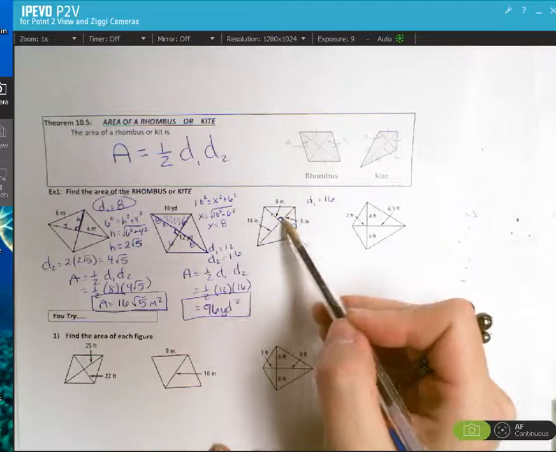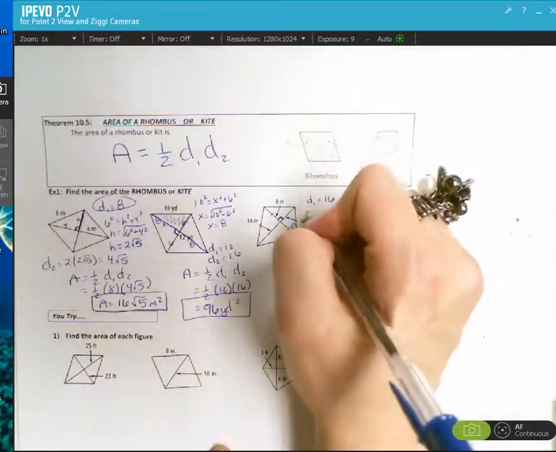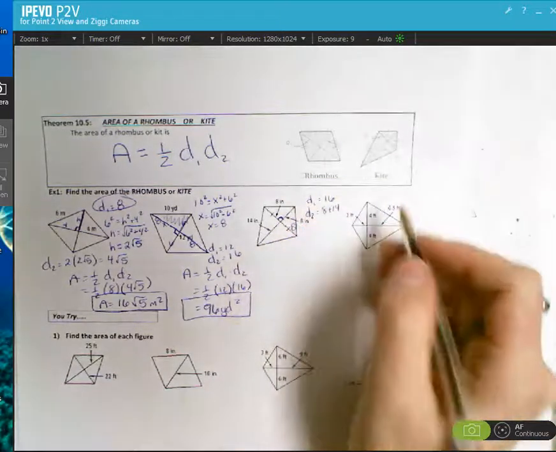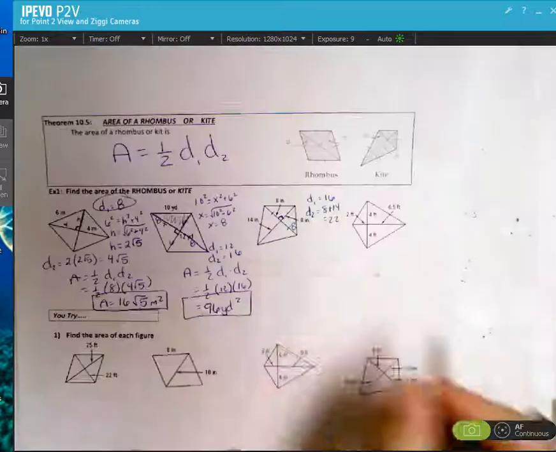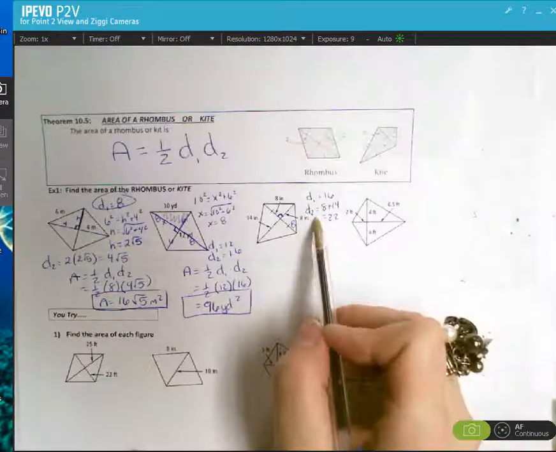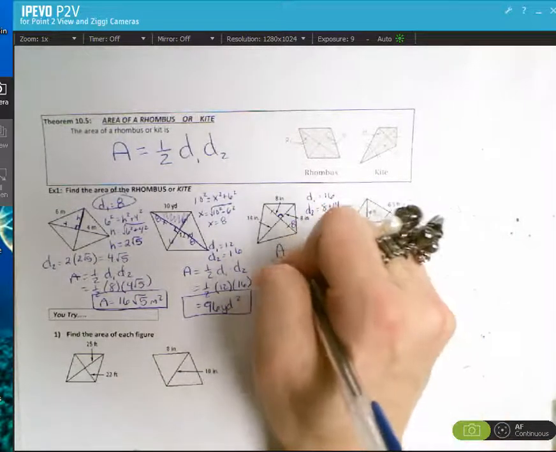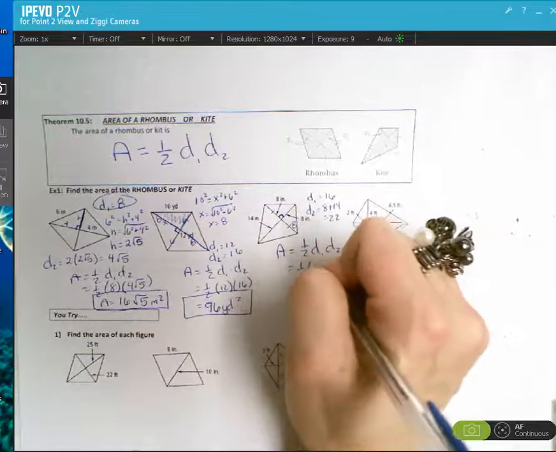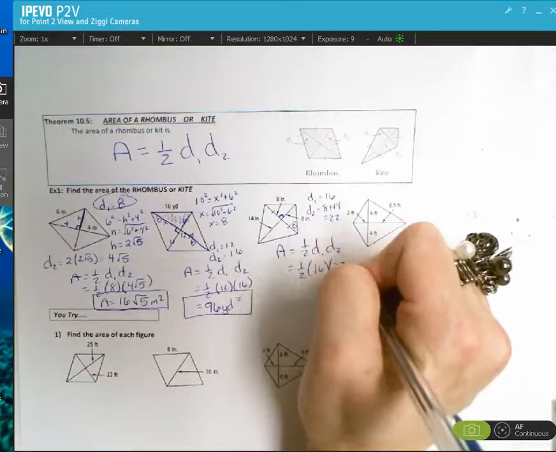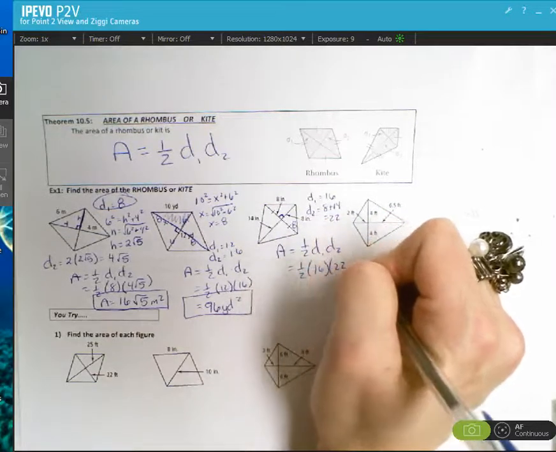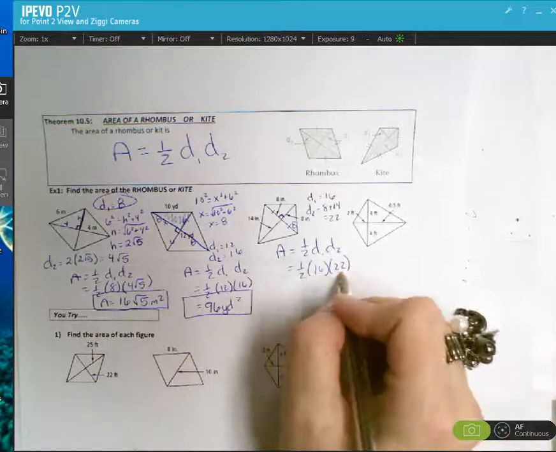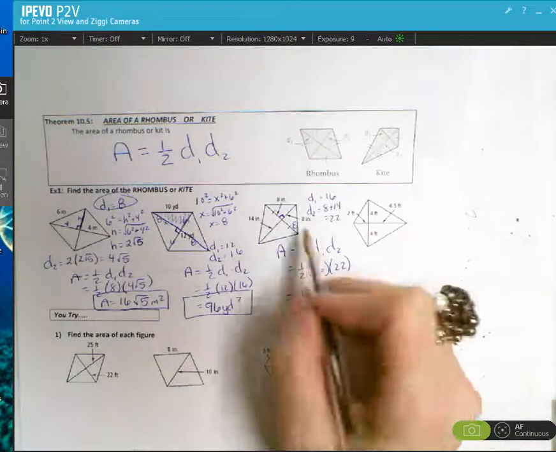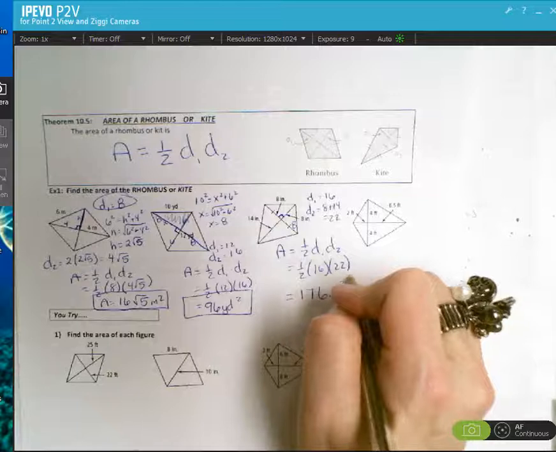This is my other diagonal. They gave me this is 8 and this is 14. So I know my other diagonal is equal to 8 plus 14, which is 22. I have the two diagonals. That's all I need for a kite. A equals 1/2 d1 times d2. 1/2 of 16 times 22. 8 times 22, what is that? 176. Units are inches squared.